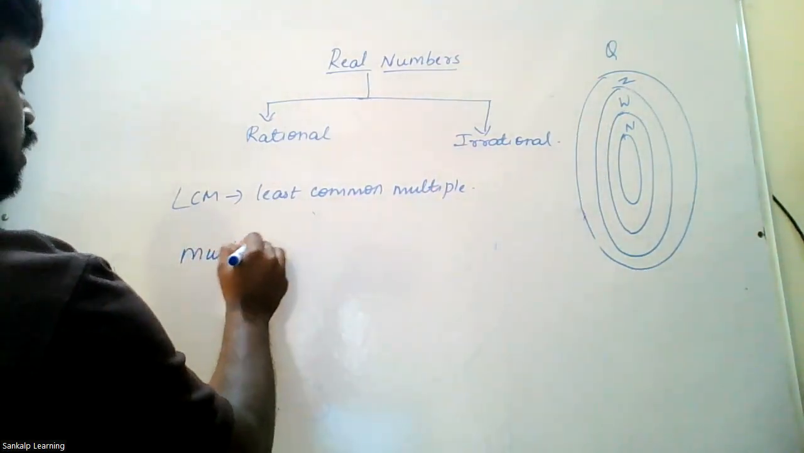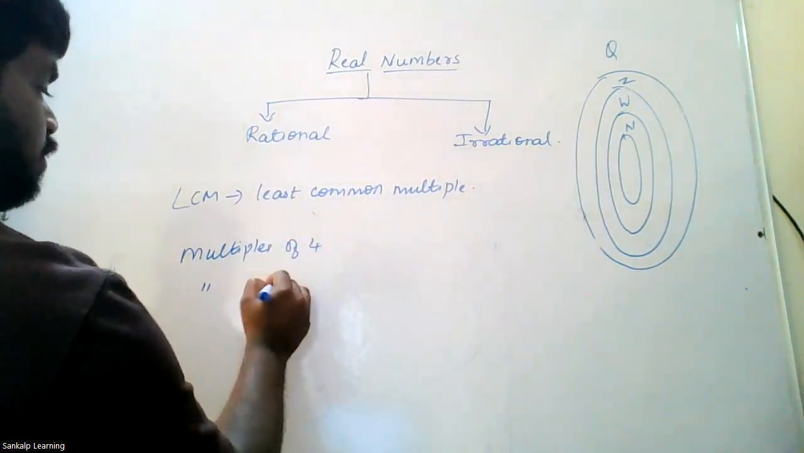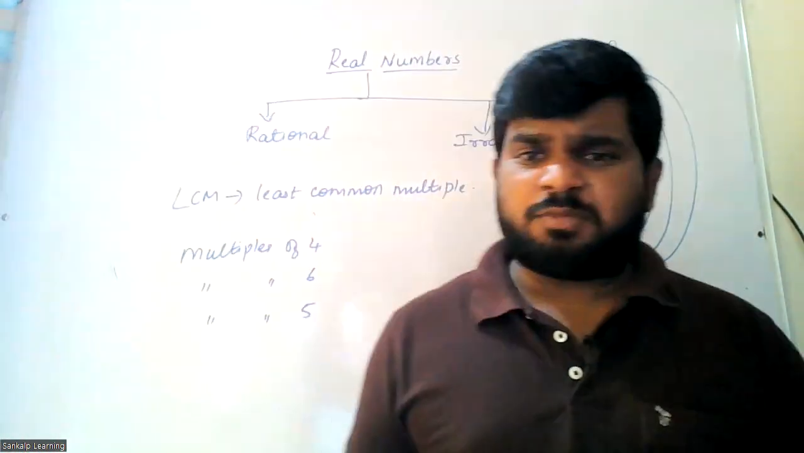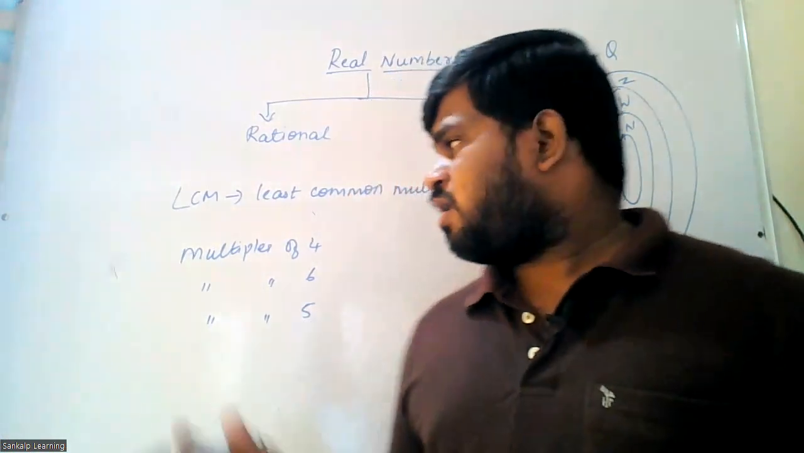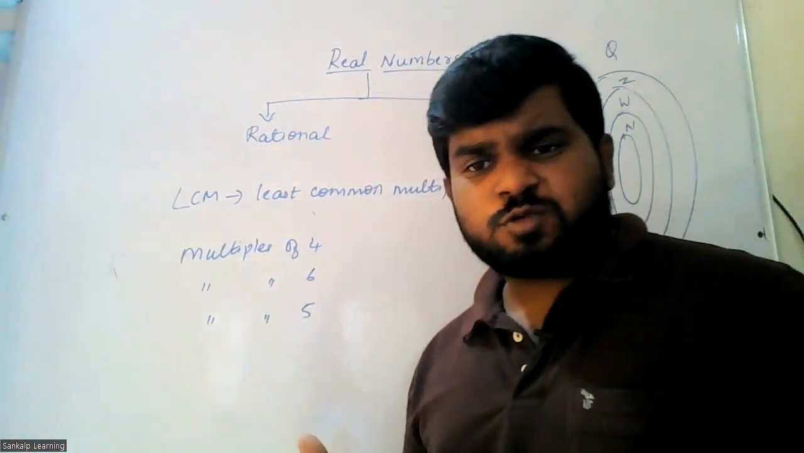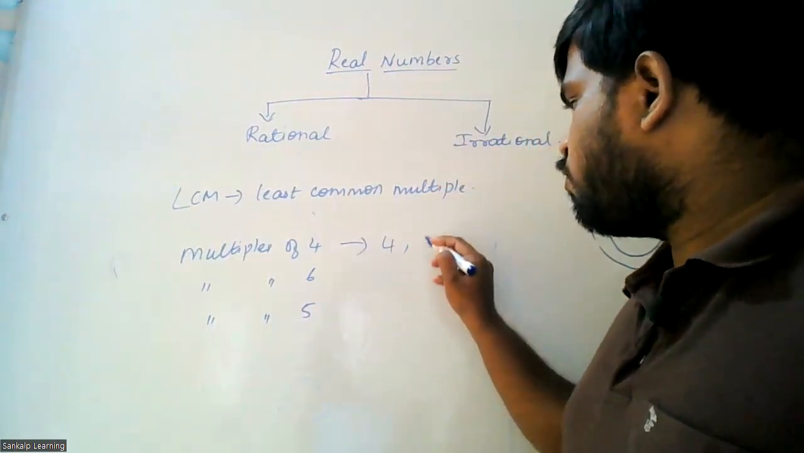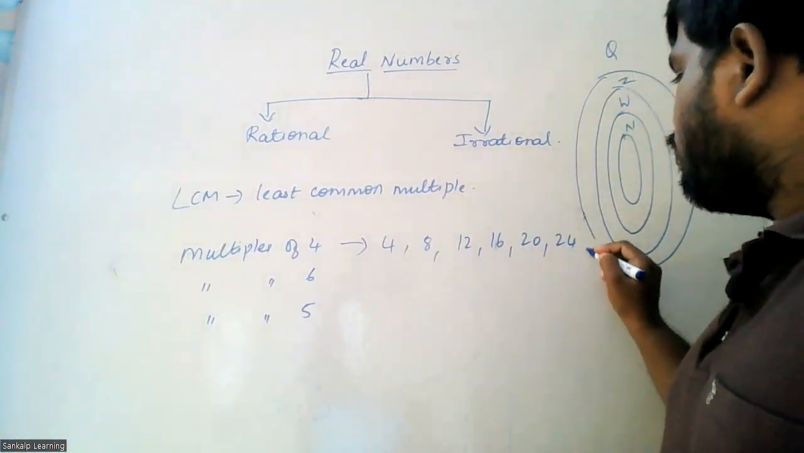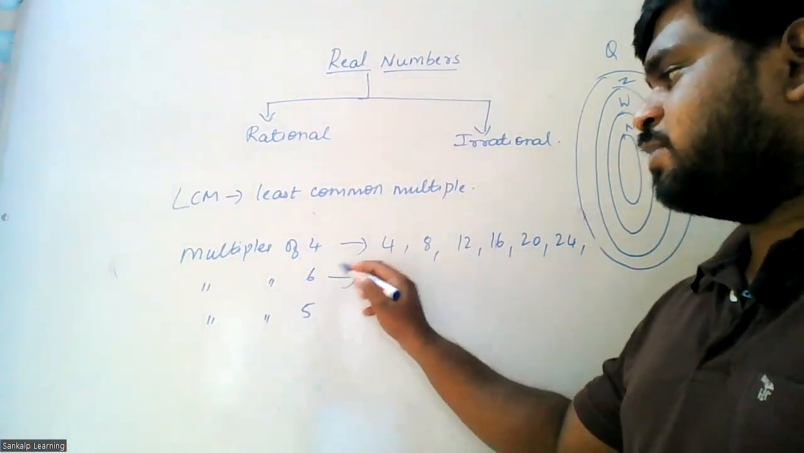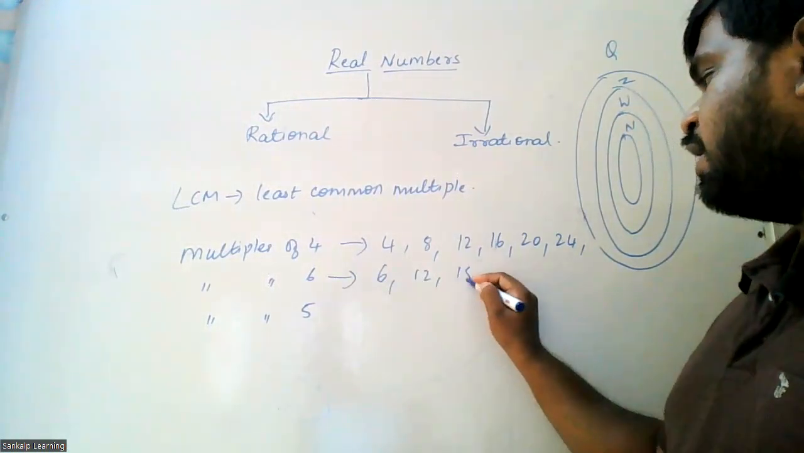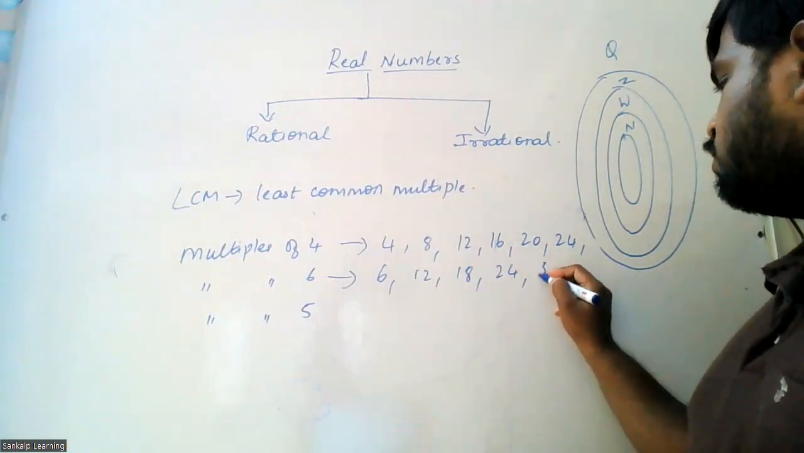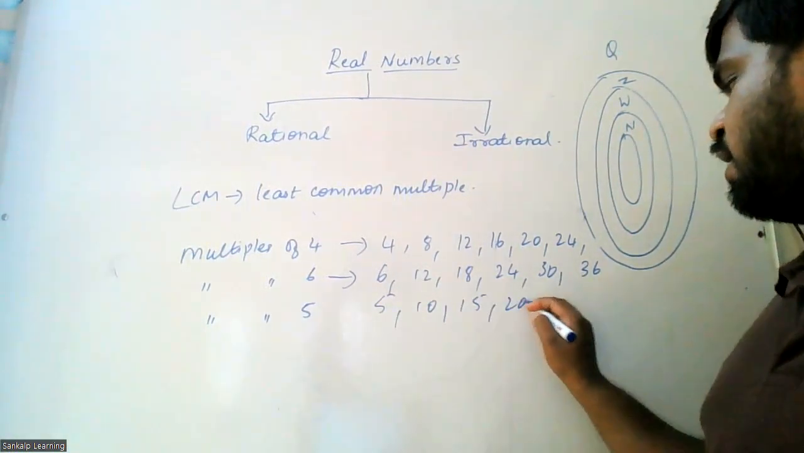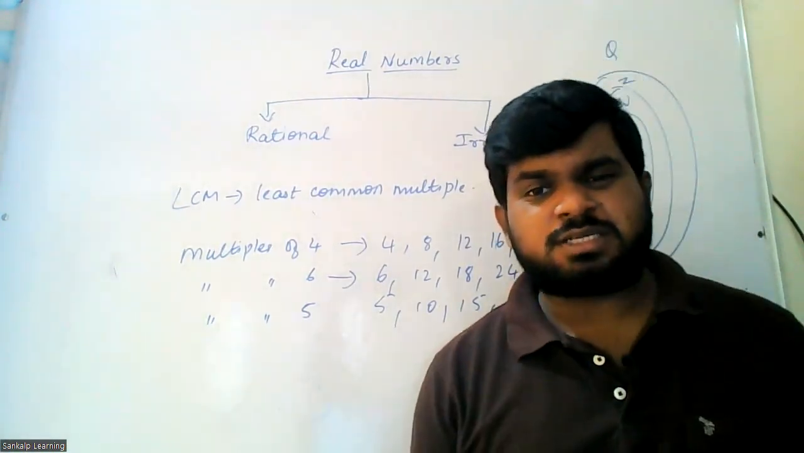If I ask you multiples of 4 or multiples of 6 or multiples of 5, it is simply the tables of 4 tables, 5 tables, 6 tables. Start telling me the 4 tables. 4 1s are 4, 4 2s are 8, 4 3s are 12, 16, 20, 24, goes on. Similarly, multiples of 6: 6, 12, 18, 24, 30, 36, goes on. What about 5? 5, 10, 15, 20, 25. When I say multiples, it is simply the tables.